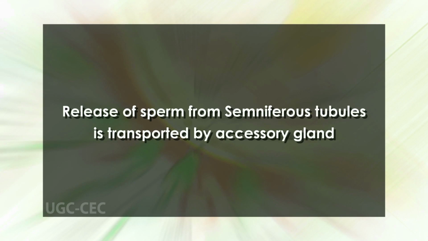Follicle-stimulating hormone stimulates the secretion of androgen-binding protein by Sertoli cells. The androgen-binding protein is essential to concentrate testosterone to a level high enough to initiate and maintain spermatogenesis. The sperm released from the seminiferous tubules is transported by the accessory glands. The secretion of the accessory glands and sperm constitute the semen.